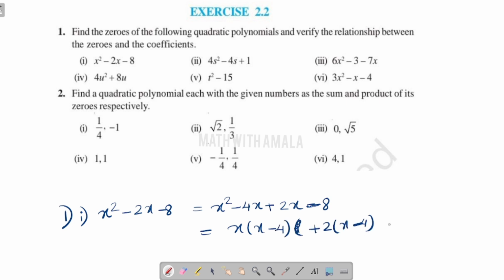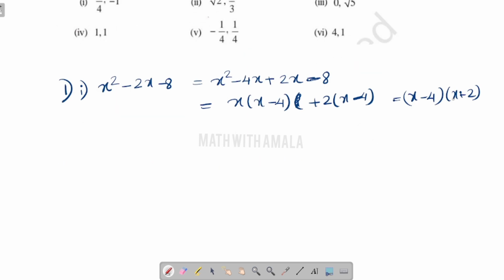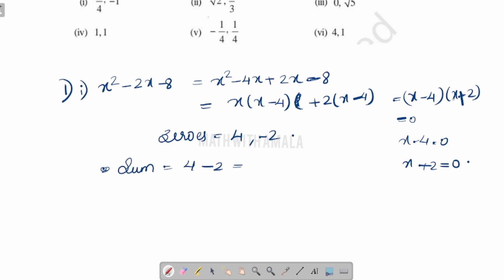By splitting the middle term method, you can write it like x square minus 4x plus 2x minus 8, because 1 into minus 8 will be minus 8 and the factors of 8 in terms of these are 4 and 2. Then you can write it like this. Then the zeros will be 4 and minus 2. You can equate it with the 0 and you will get zeros as 4 and minus 2.